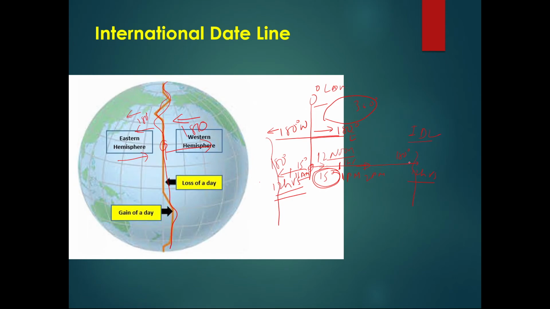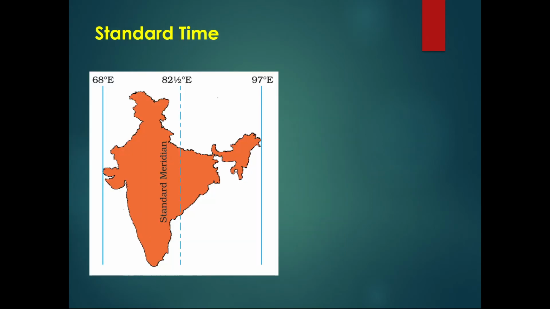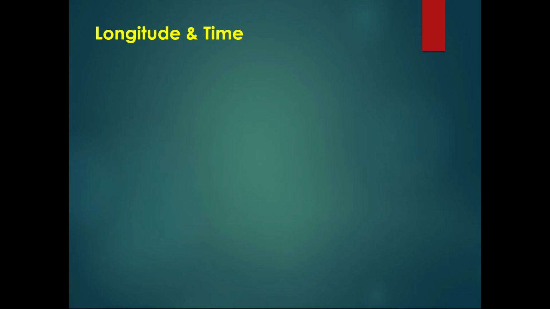Okay, so when we cross this, we will gain a day, and when we cross this line the other way, we will lose a day. Okay, so how longitude and time are calculated, we will learn about this. Say the earth rotates on its axis in 24 hours, right? So it takes a complete 360 degree turn in 24 hours.